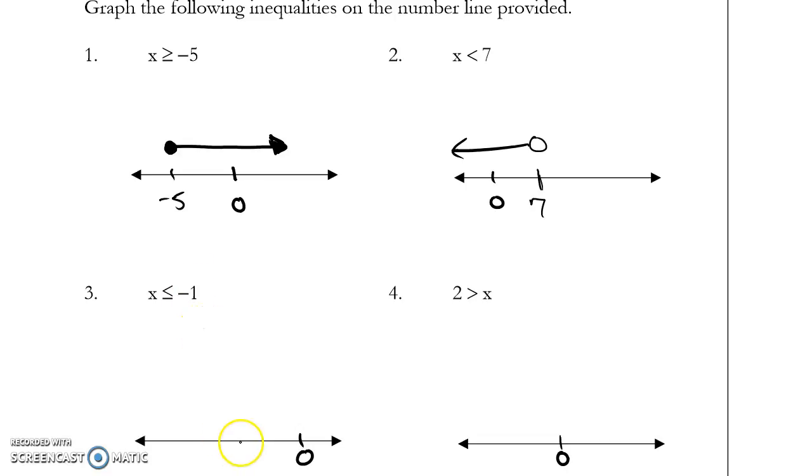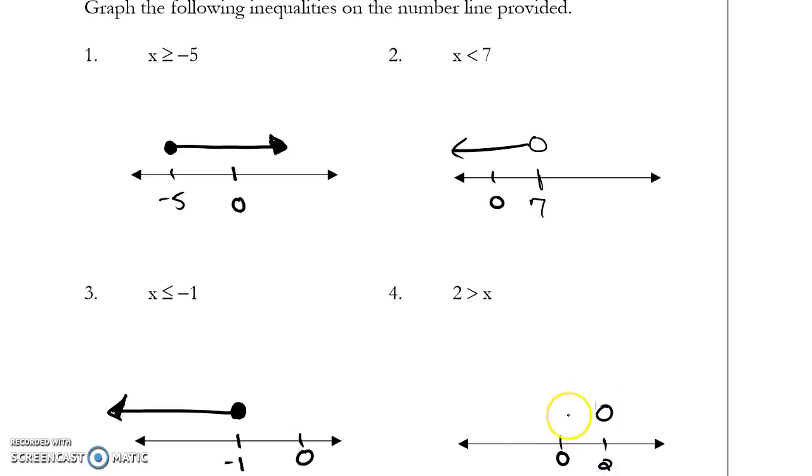Okay. -1 goes on my number line. It's a closed circle. X is on the left, arrow points left, I shade left. 2 goes on the number line.